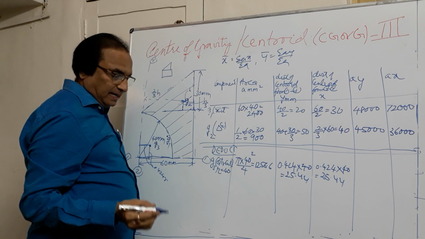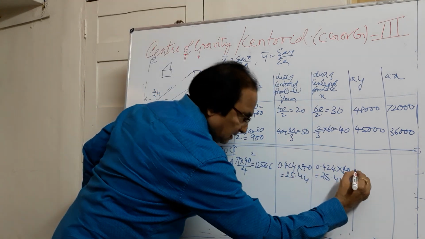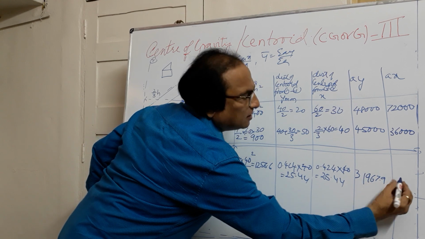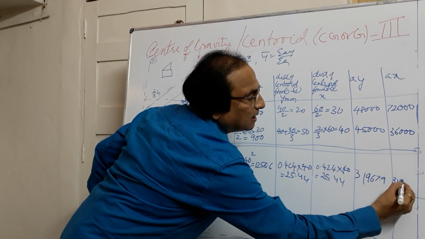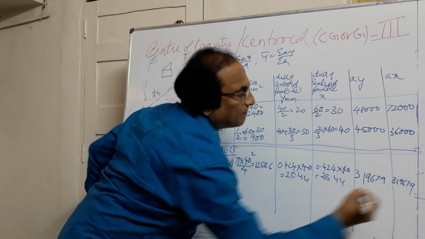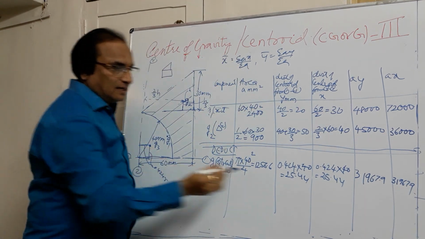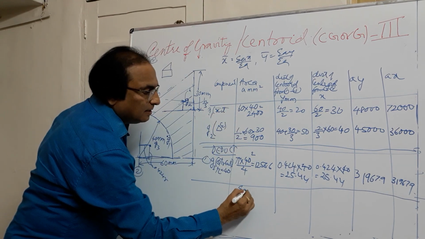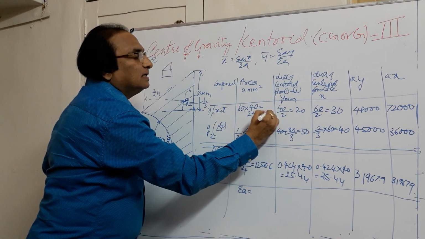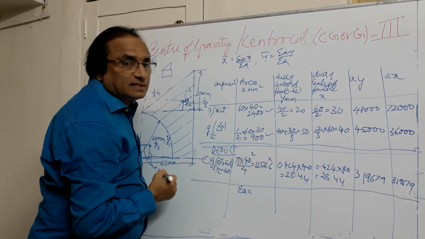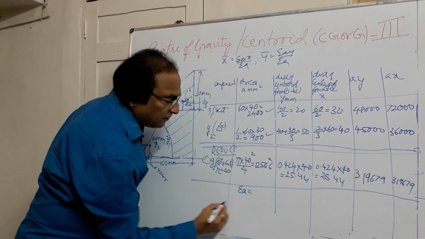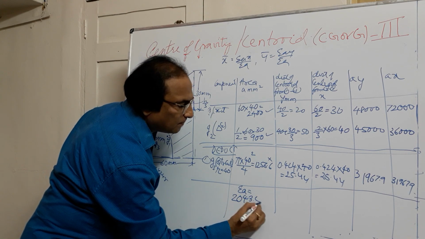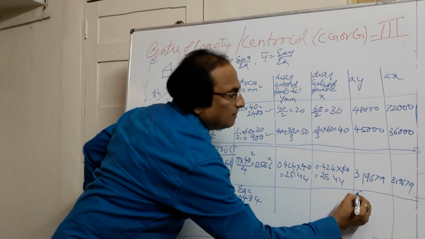Now if you multiply A and Y, you get 31967.9. This will also remain same, 31967.9. Nothing to be deducted, so I'll draw a line here. Then I'll go for area. So this net area will be equal to this area plus this area minus this area, because it is deduction. So if you deduct it, the area will be 2043.4.